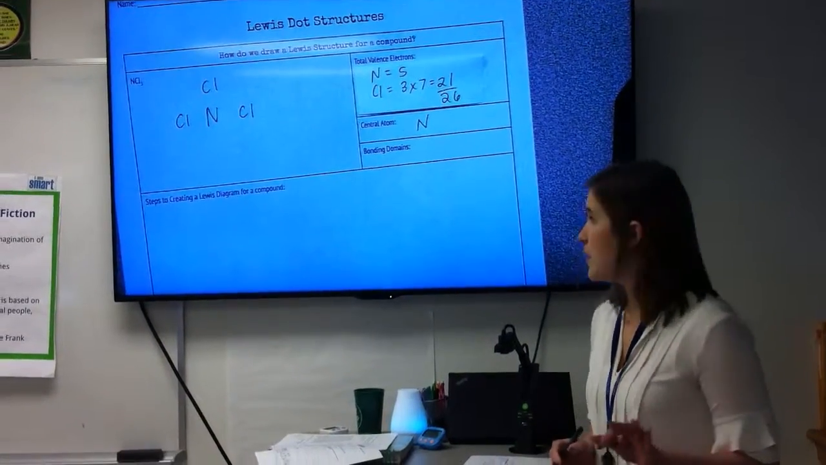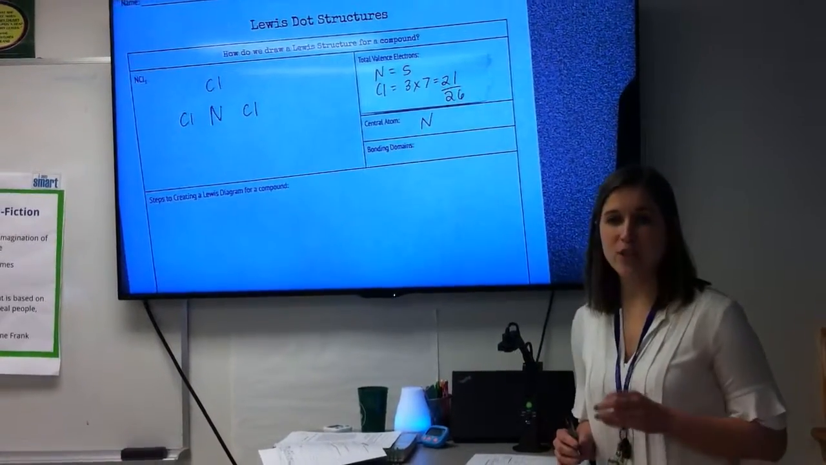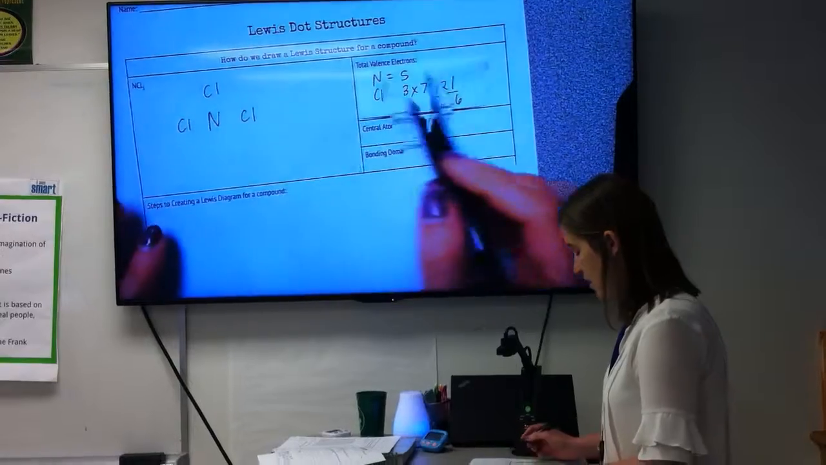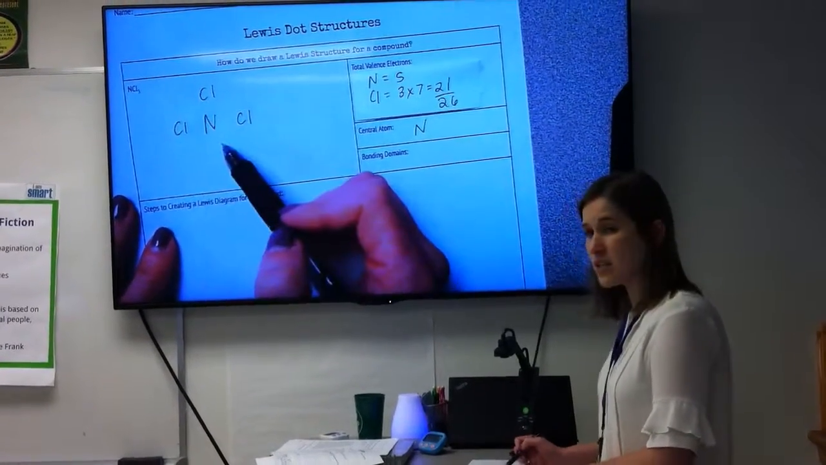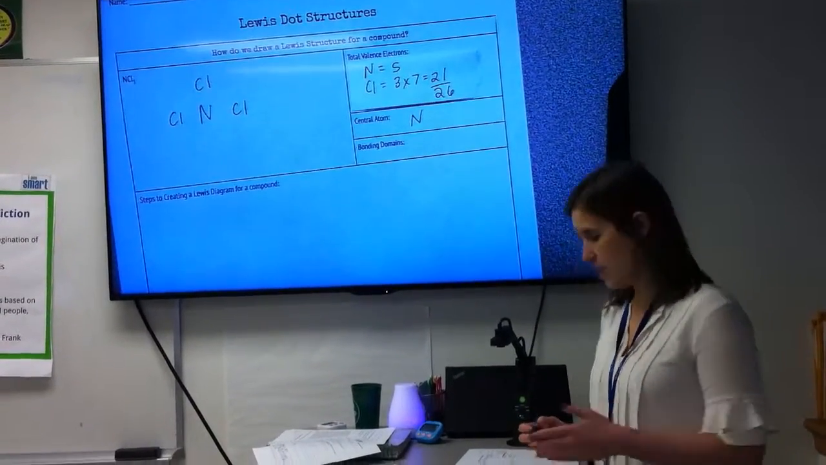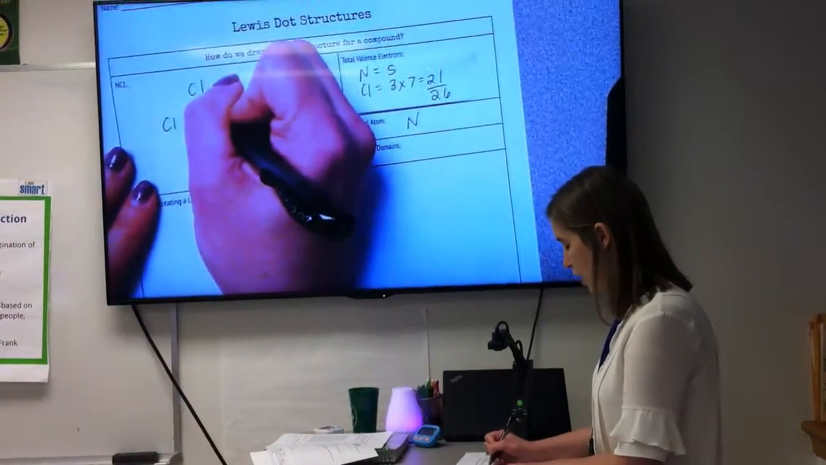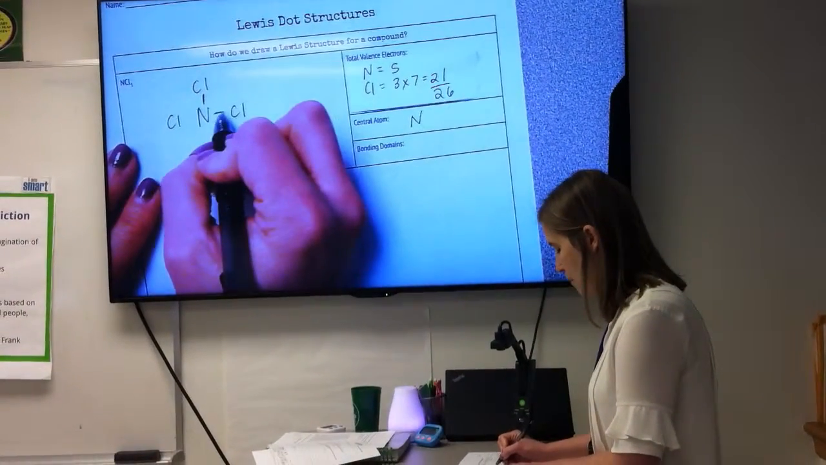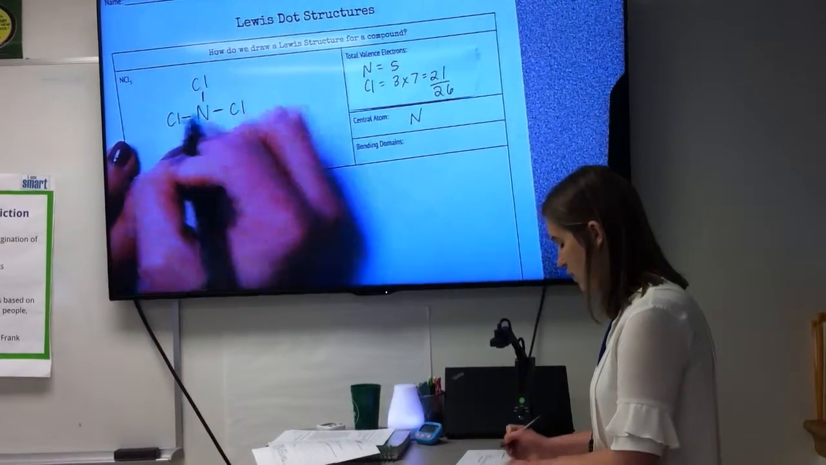The third step is to determine the number of bonding domains. We see that there are 3 chlorine atoms, so there are likely 3 bonding domains. And I'm going to go ahead and draw those in. That represents a bonded pair, or 2 electrons.